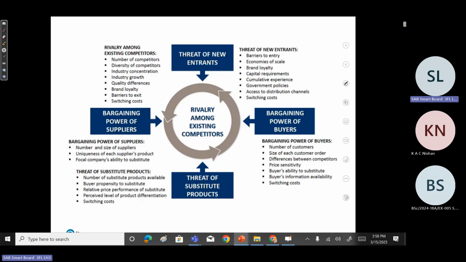Then bargaining power of suppliers. Who are the suppliers? Lecturers, plus utility providers, like the electricity board, which is also a supplier for this. And IT service providers are also suppliers of that category. So we understood very nicely how we could apply Porter's Five Forces model to CSA. That's CSA. So we discussed that as well.